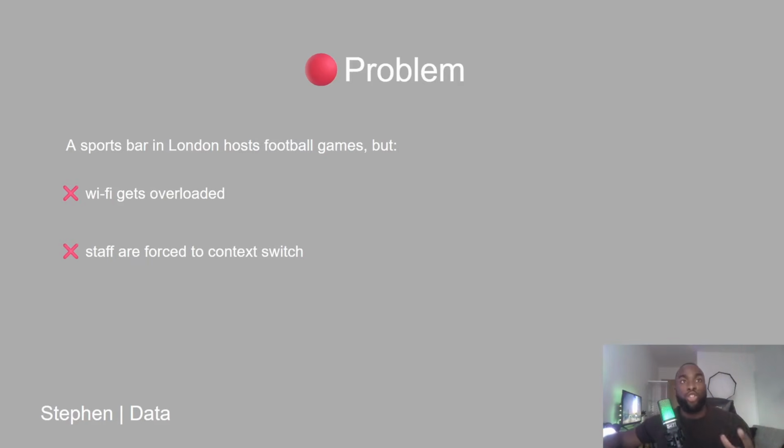And staff are forced to context switch. There's now a growing number of customers that ask staff for the league table once they notice the Wi-Fi is down. That forces the bartenders to stop what they're doing, check the results on their phones and laptops, and then answer each customer again and again. All this context switching ends up slowing the bar service itself. And the atmosphere and vibes dip.